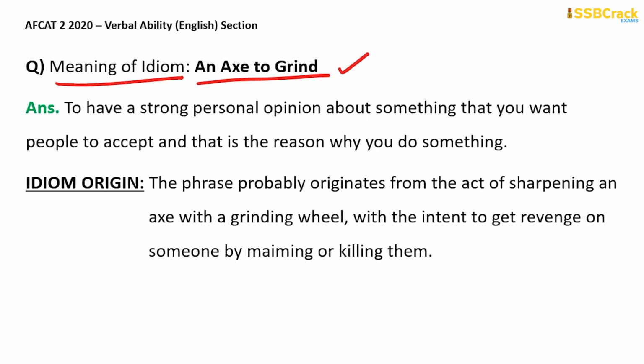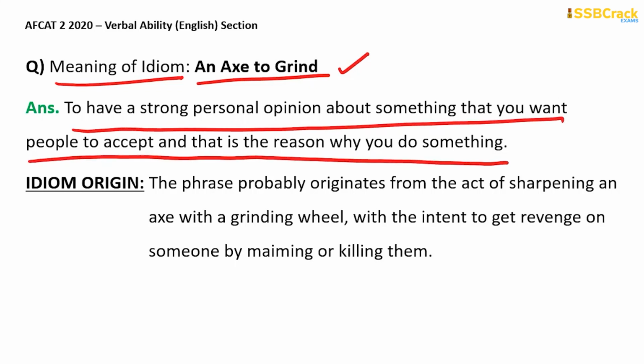And this idiom, an axe to grind, means to have a strong personal opinion about something that you want people to accept, and that is the reason why you do something. In other words, in a very short way, you can say an axe to grind means you have a personal motive to do something, specifically to take revenge. So this idiom's origin is important. This will give you an idea of where this idiom has come from.